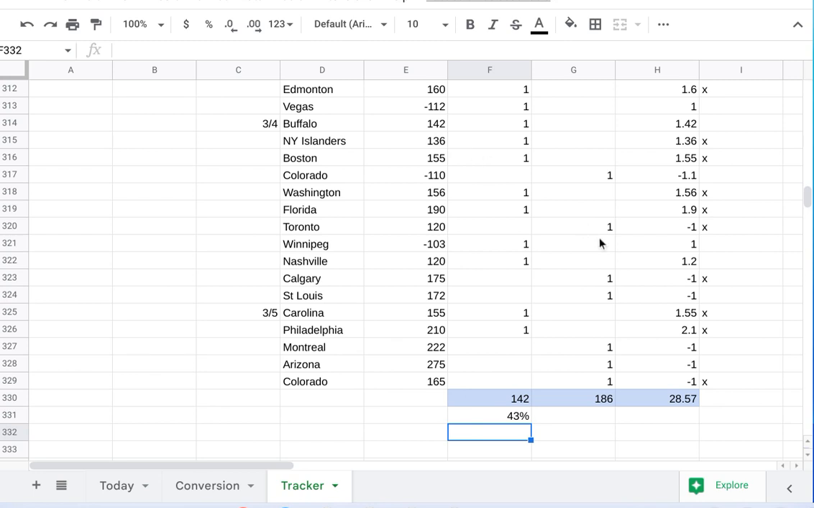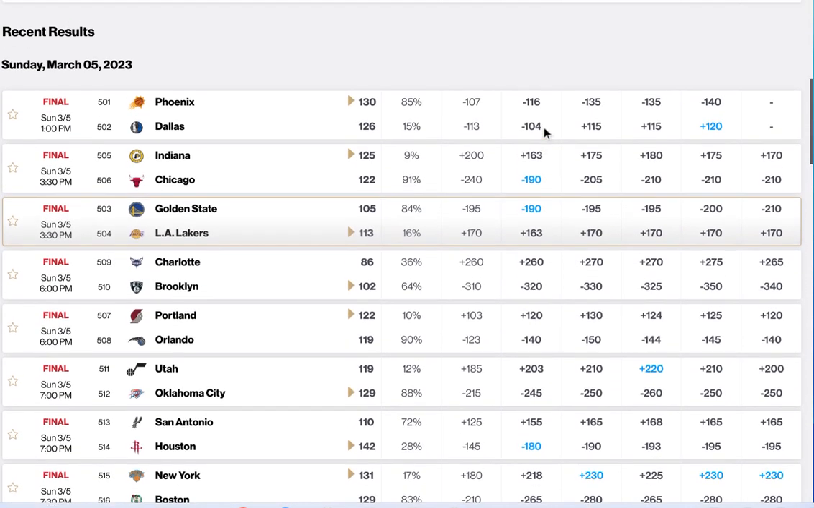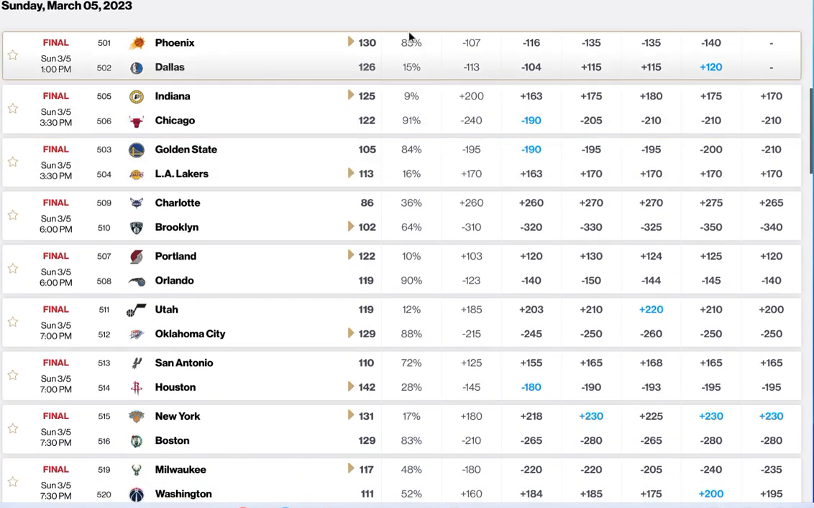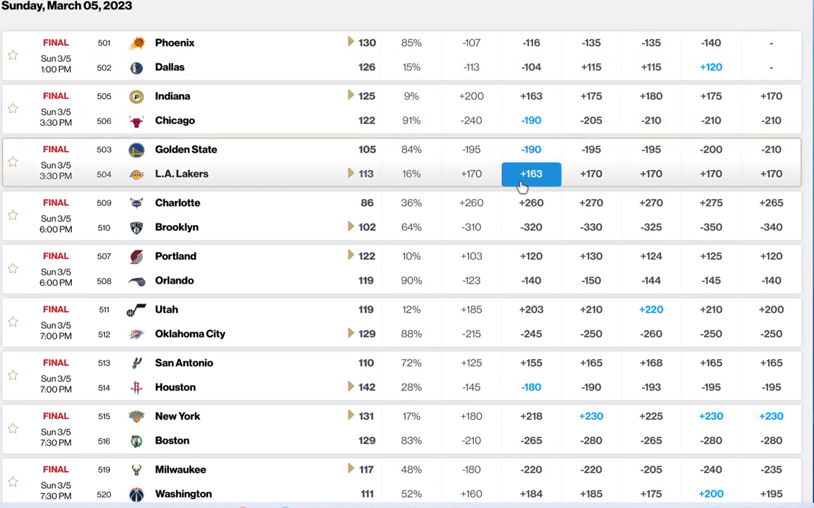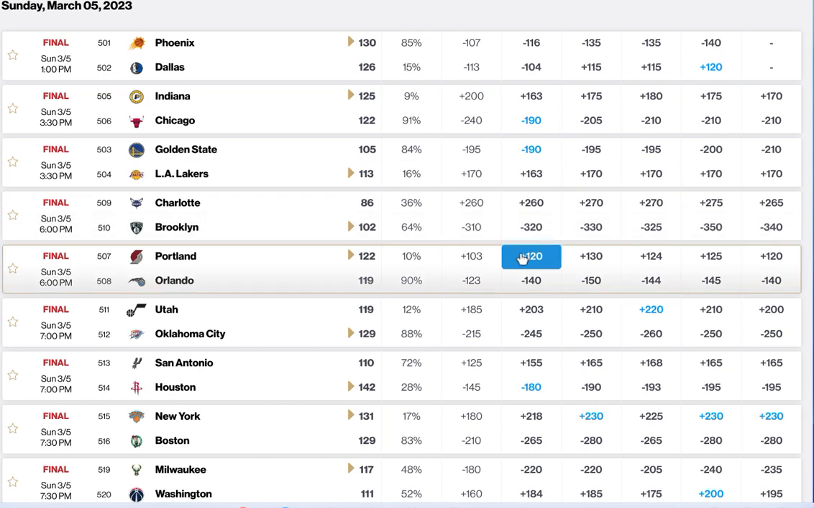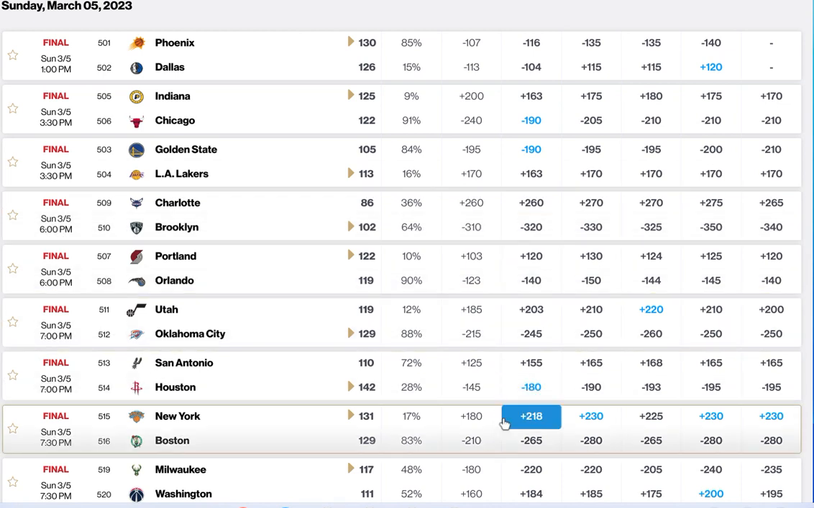And you said, well, that's NHL. What about other sports? You can do it for any sport. It's true for any sport. Look at this, from NBA yesterday, and look at the money line dogs that cashed. Indiana plus 163, LA Lakers plus 163, Portland plus 120, New York Knicks plus 218.